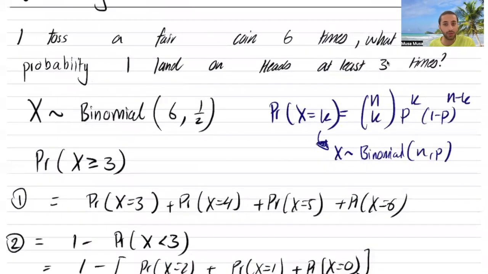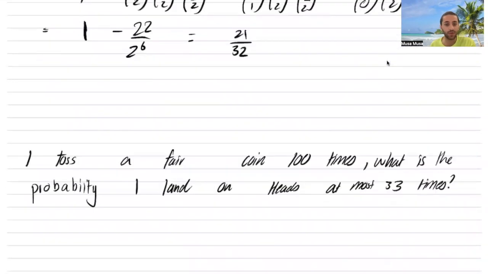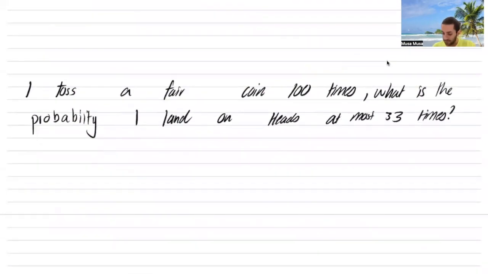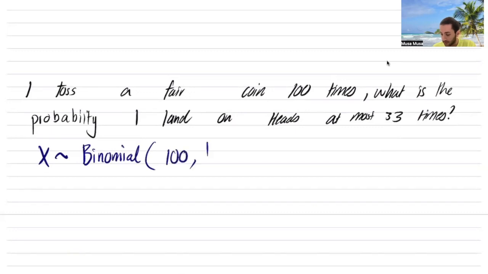We sort of get into issues when we have a question like this. I toss a fair coin 100 times. What is the probability that I land on heads at most 33 times? Okay, so this is a pretty annoying binomial. Because the binomial for this question is x is a binomial with number of trials 100, and with probability of success in each trial being a half.